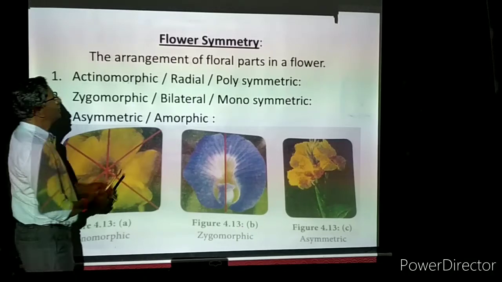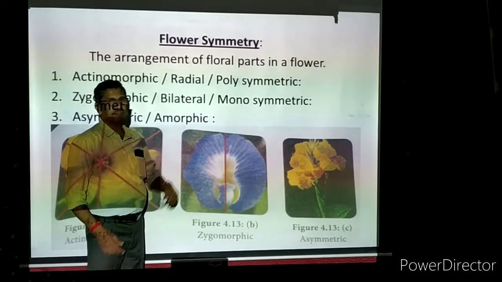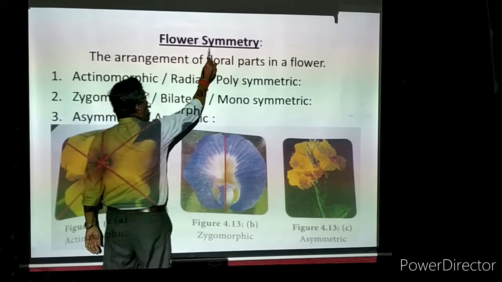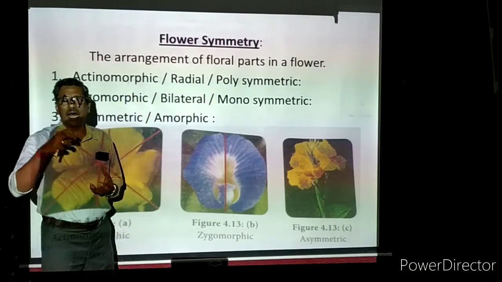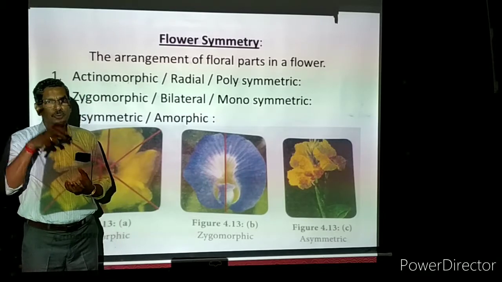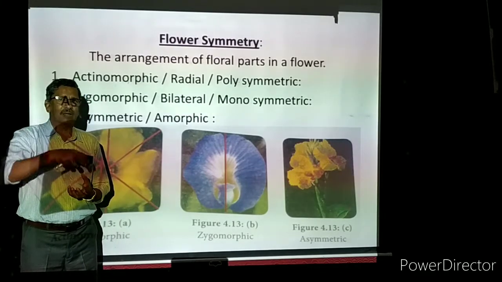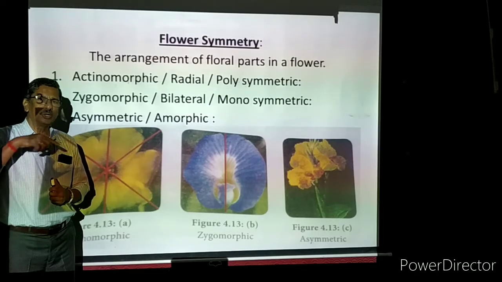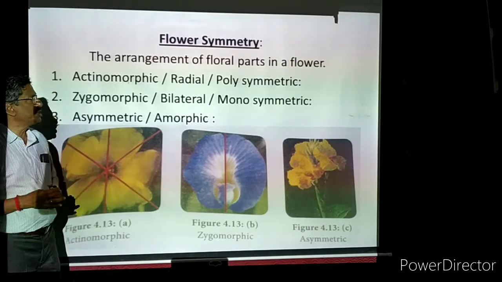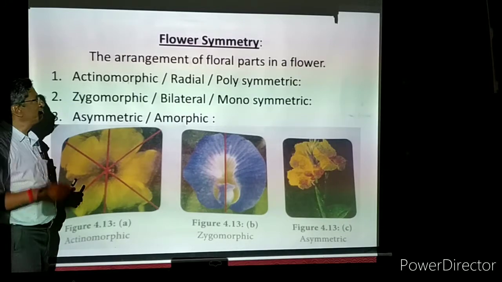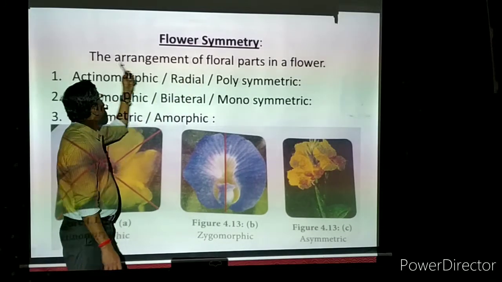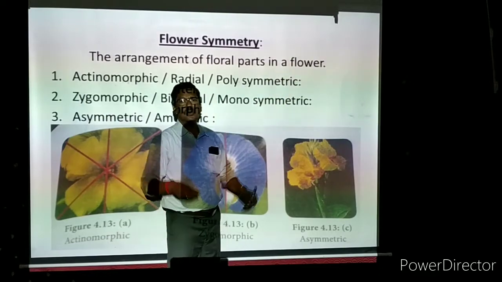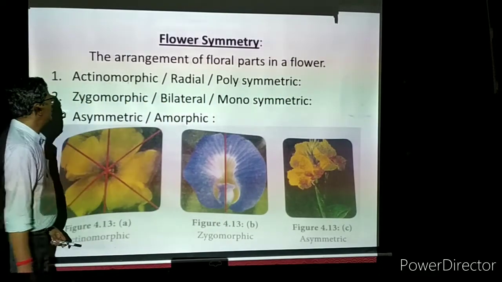Now we are coming to the flower symmetry. Okay, the flower symmetry. Now what is the meaning of symmetry? We have to see. It is the arrangement of floral parts on the thalamus. Floral parts means calyx, corolla, androecium, gynoecium, the parts of the four whorls. The arrangement of floral parts in a flower, that is on the thalamus, is called symmetry.